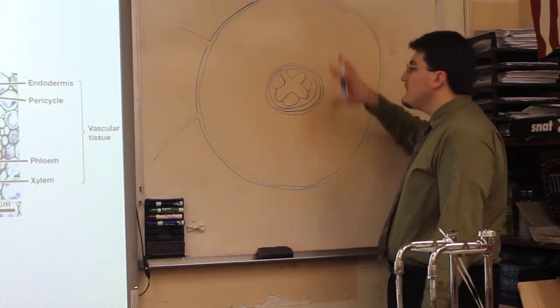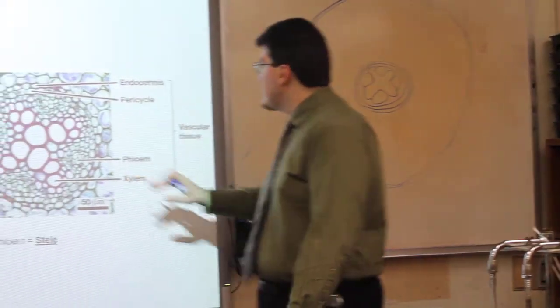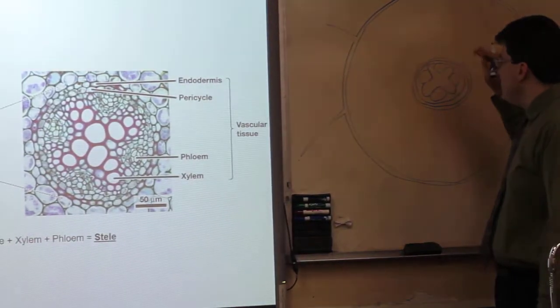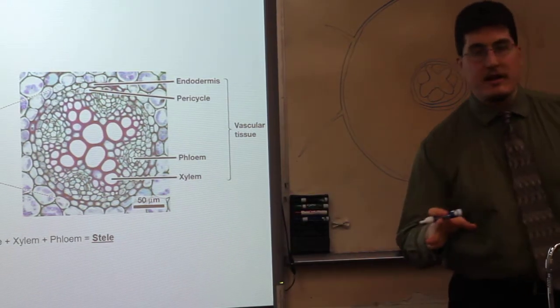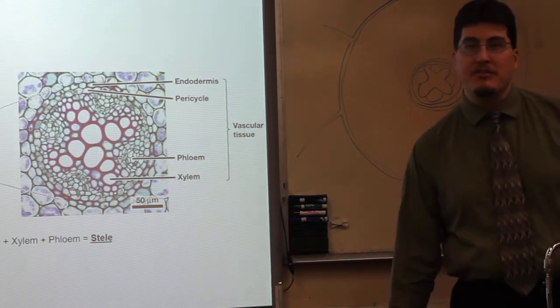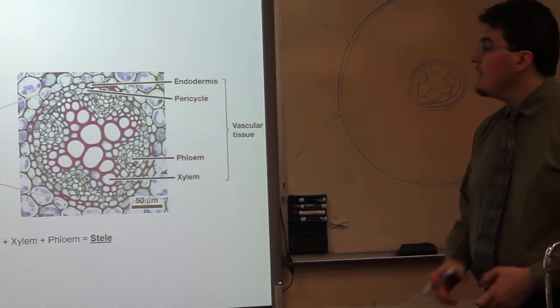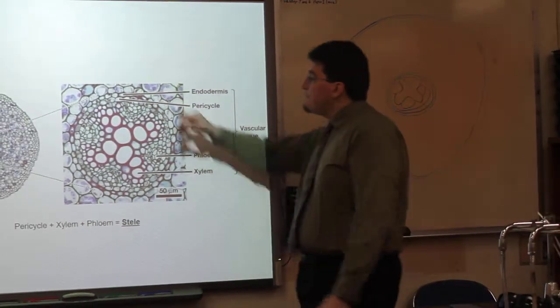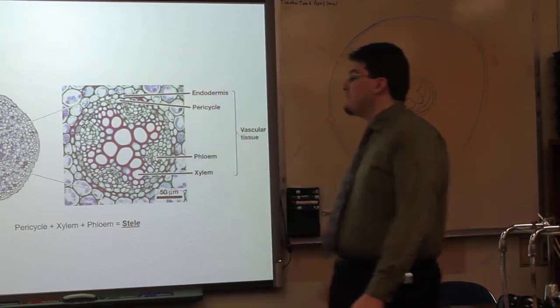So these different tissues right here, we are noting that there is a distinctive layer. The stele, S-T-E-L-E, and I'm not sure I'm pronouncing that correctly because, frankly, I've never actually heard it pronounced. I've only seen the word written. It is the area within the endodermis. It is the pericycle, xylem, and phloem.